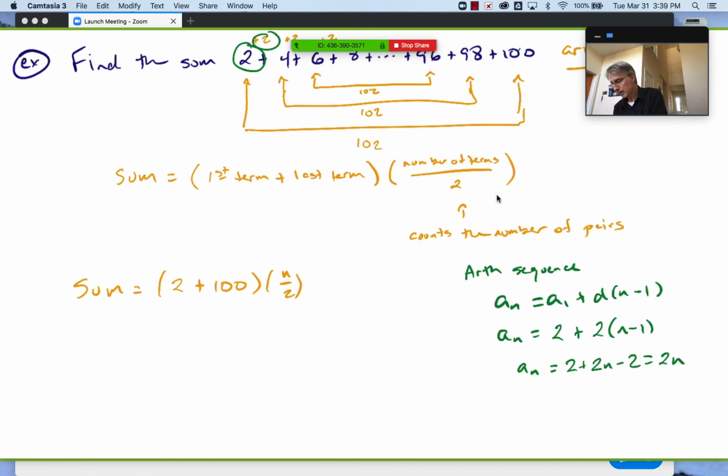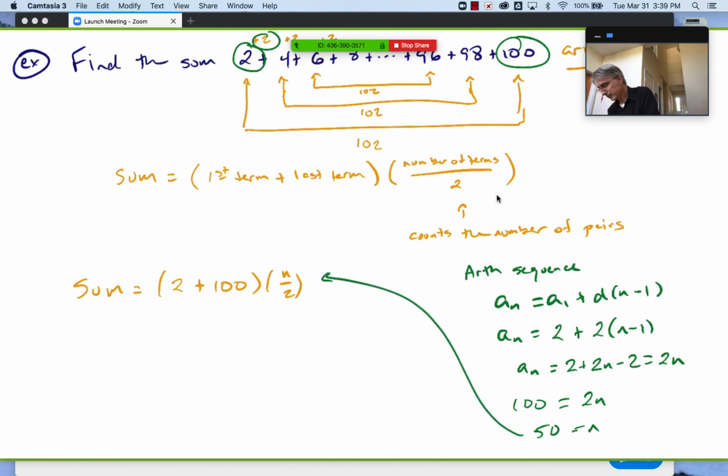And then 100 is the nth term. So I'll say 100 equals 2n. And so that 100 is the 50th term. And so that's what I'm going to plug in there to the formula to find the sum. 102 times 50 over 2. And then multiply that out to get 2,550.